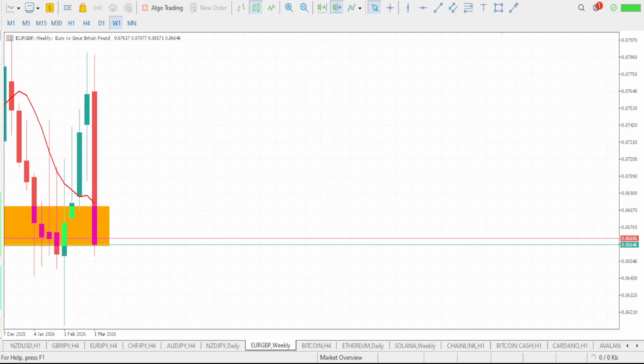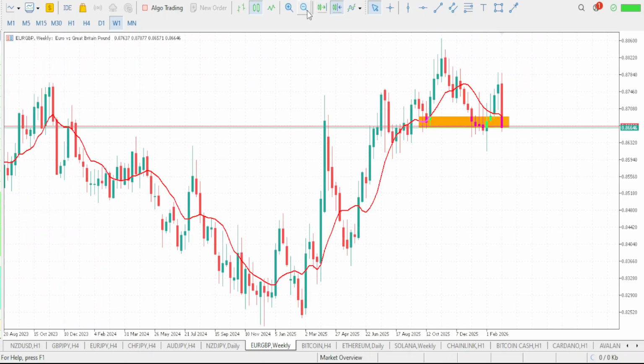Now, let's take a look at what Euro GBP will be giving us for the week. Let's start with that. The first thing, before you take a trade, you need to know what the trend is. That is exactly what you want to know.